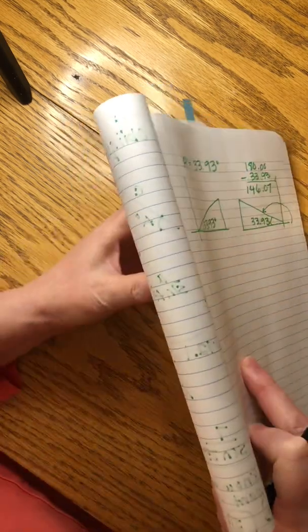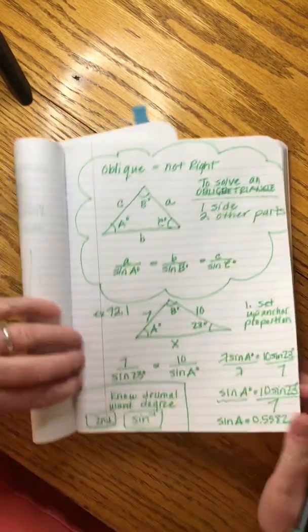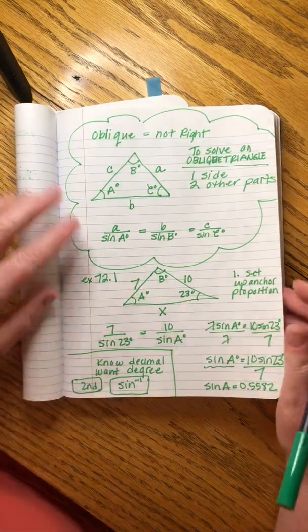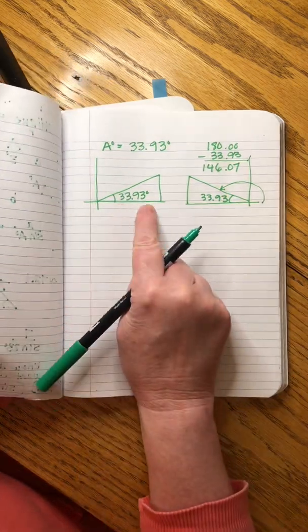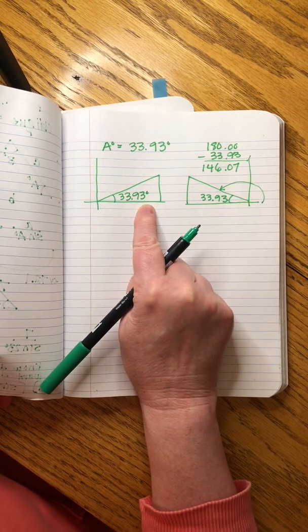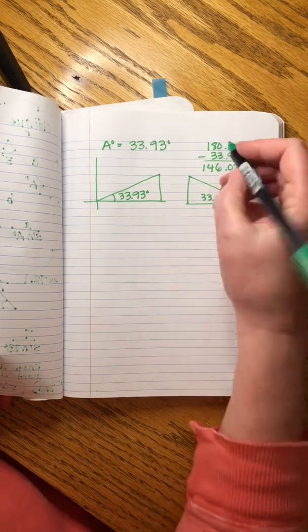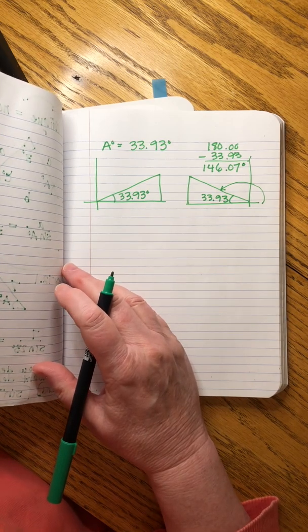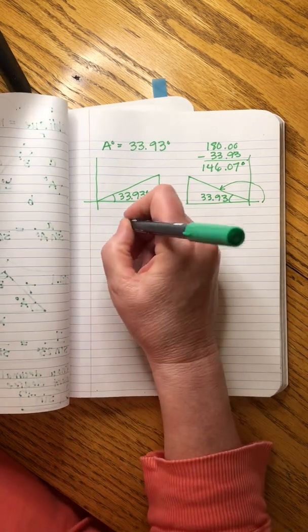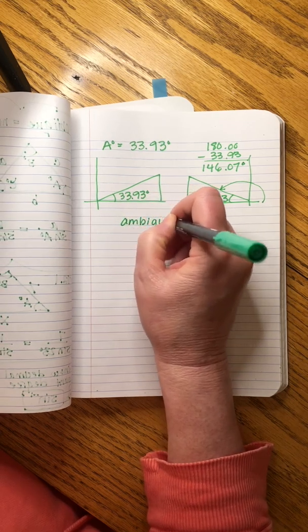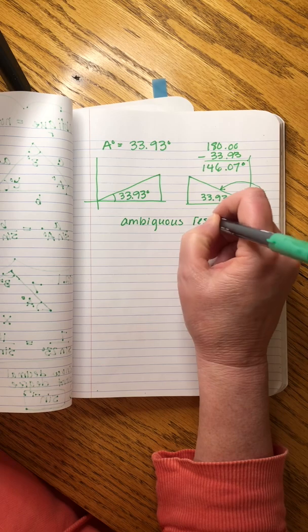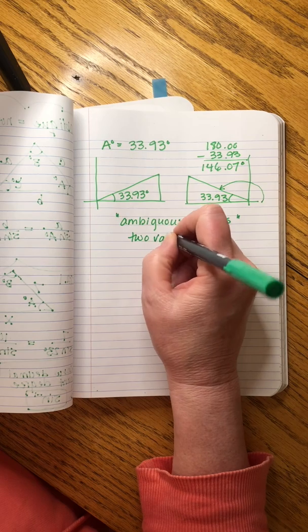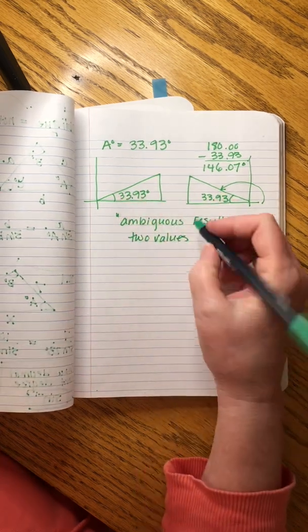So going back to our original problem, we're trying to find angle A. That's what all of this drama has been about. Our choices are that A is either a 33.93 degree angle or a 146.07 degree angle. This is one of the very few problems with the law of sines: it creates what's called ambiguous results, because we have 2 values for our angle.